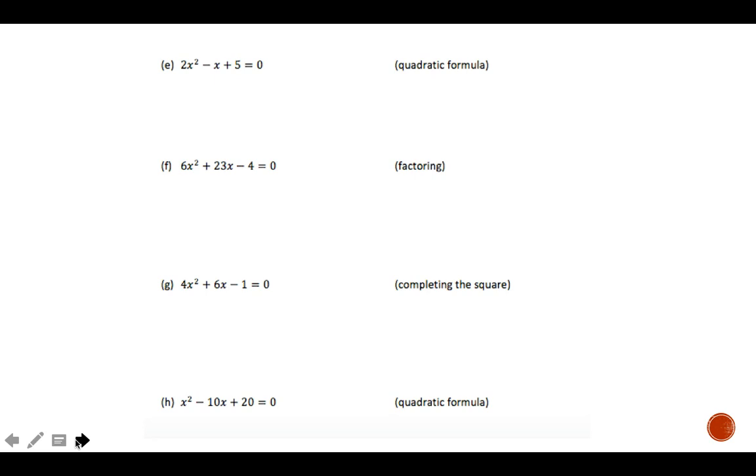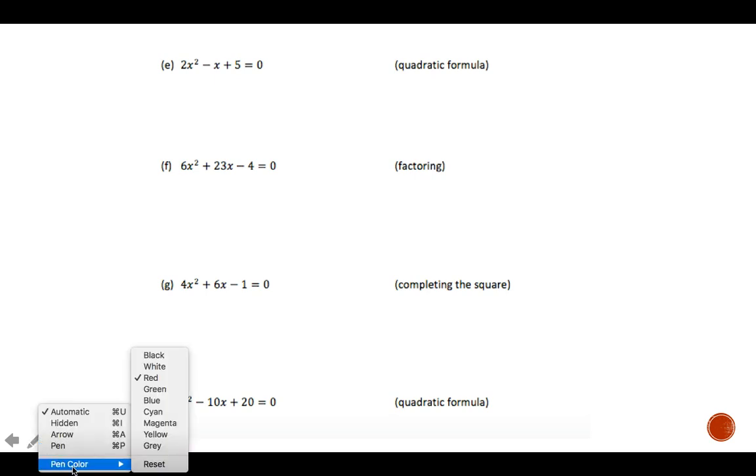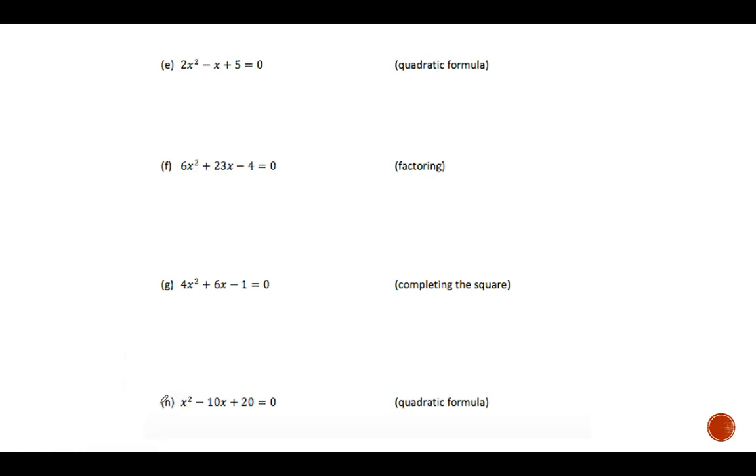So that's really it. I just want to highlight that for this one, I asked you to do the quadratic formula for solving, and when you do the quadratic formula on this one, you end up with 1 plus or minus the square root of a negative.